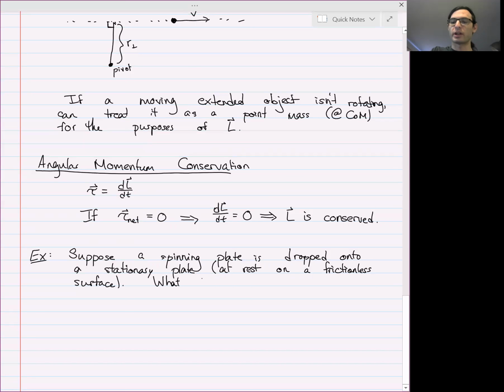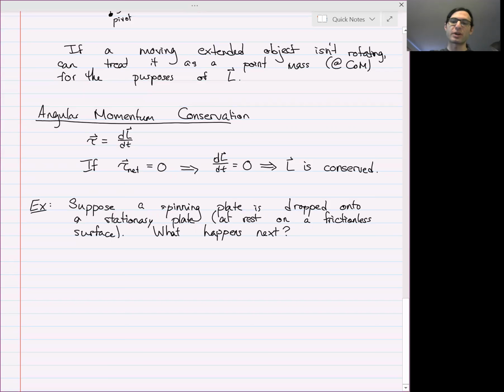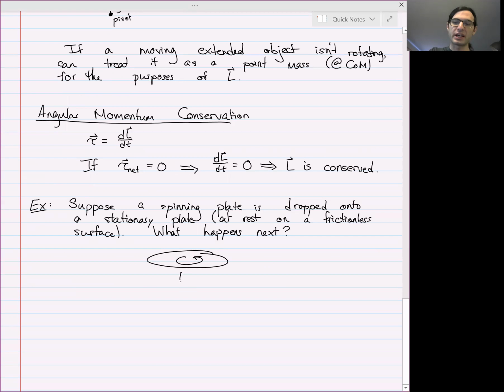What happens next, right? Like after they come in contact, what happens? Well, we should at least be able to get some intuition for this. So the picture here is you have a plate that's rotating, and then it's dropped onto a plate that's stationary, which is at rest sitting on a table or something. So this is kind of like that situation where we had a book on a frictionless surface, and then we kind of shot a book at the top of it, so then they would slide together.